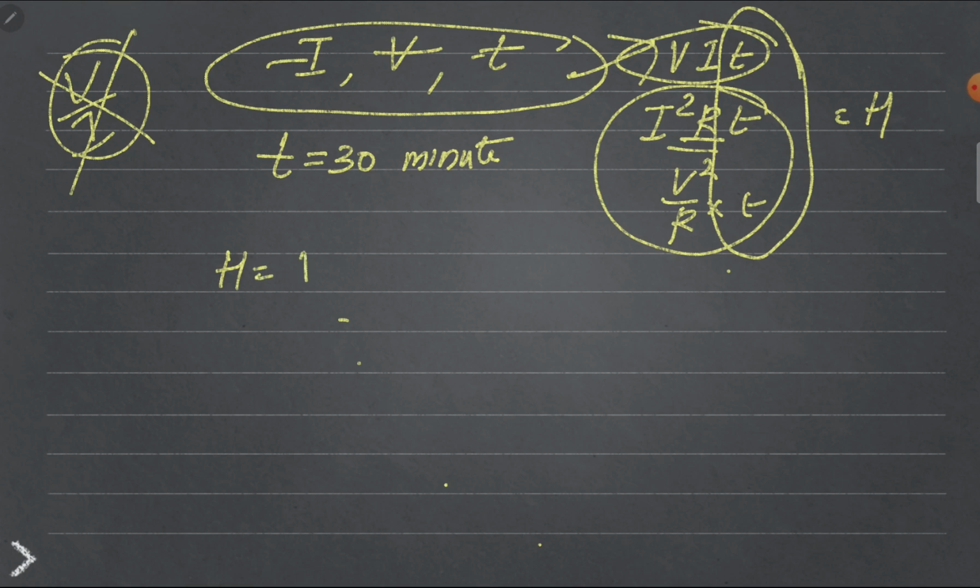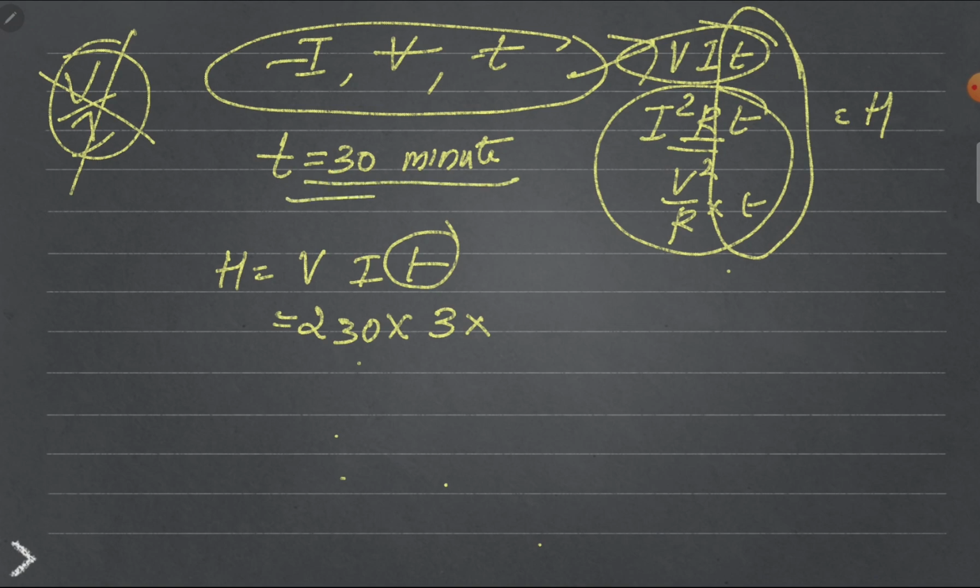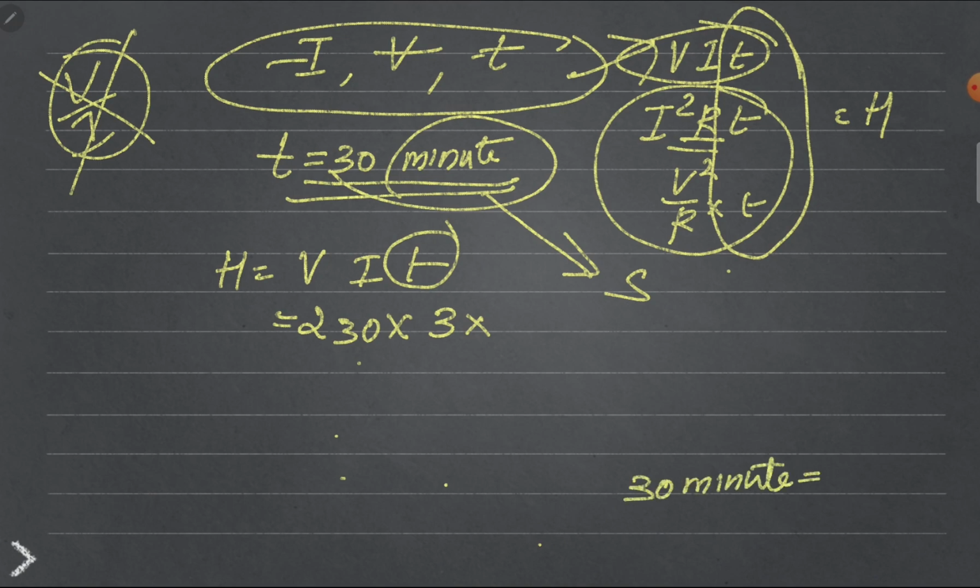Instead of V, you need to substitute 230. Instead of I, you need to substitute 3. Instead of T, you will have noticed that T is provided in minutes. The unit is minute. You need to convert it into seconds. So 30 minutes is equal to 30 into 60 seconds, that is 1800 seconds.